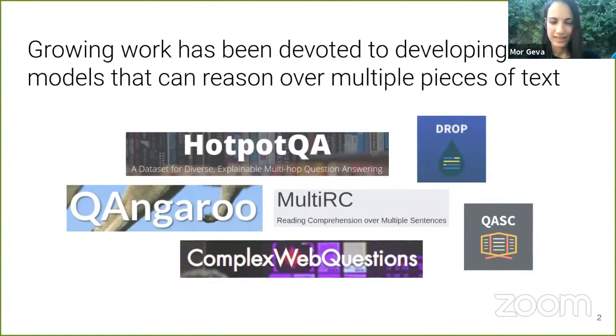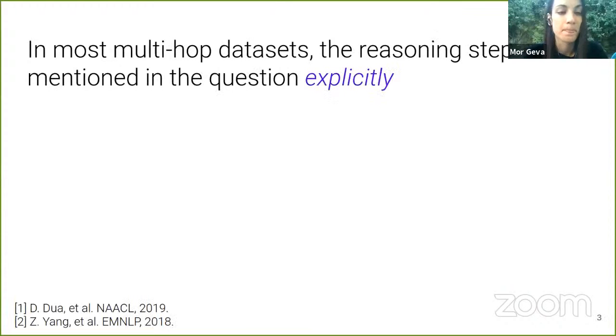A lot of attention has been given to developing models that can reason over multiple parts of their input. Many datasets have been released recently, like HotpotQA and DROP, where a model is given some context, or should retrieve a context, and then answer questions while reasoning over multiple parts of this context. But in most multi-hop QA datasets, the questions are such that the steps for answering them are actually mentioned or hinted in the question itself. What do I mean by that?